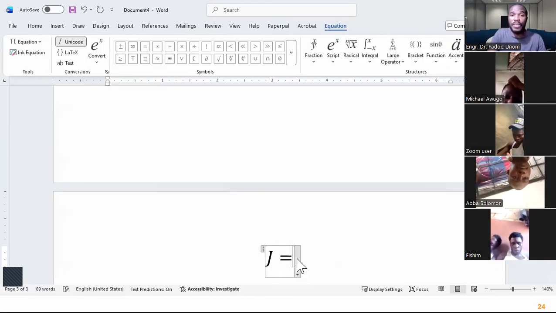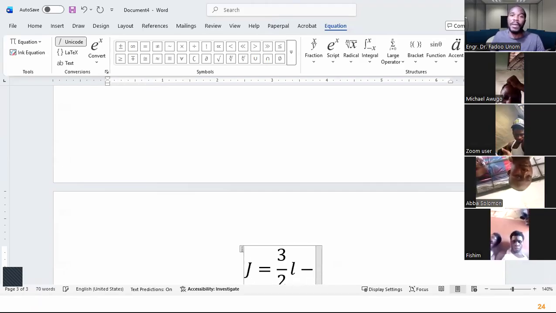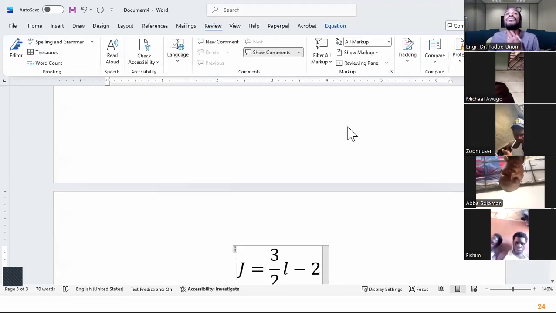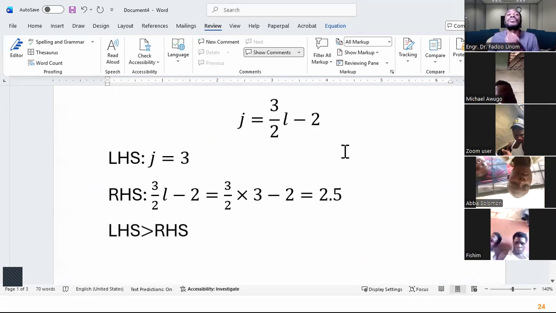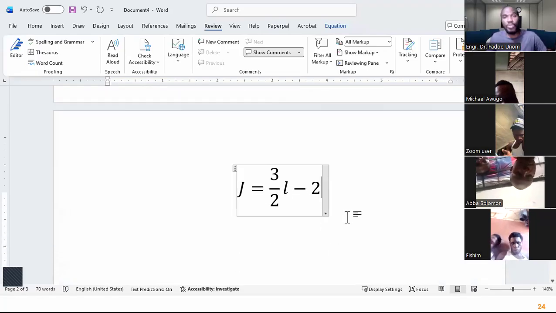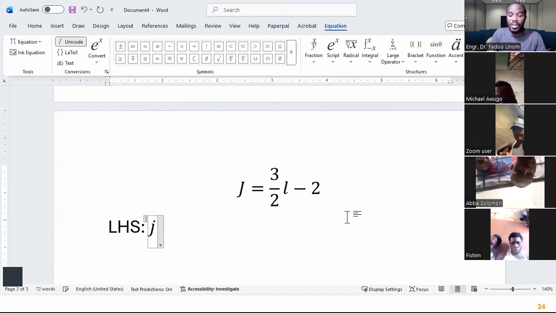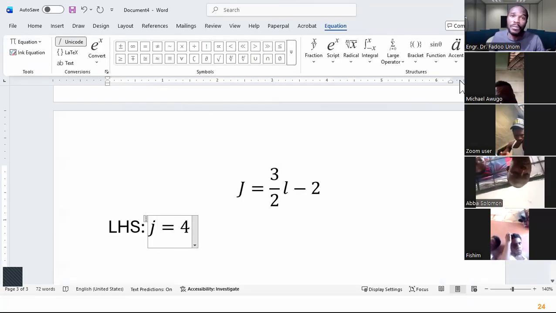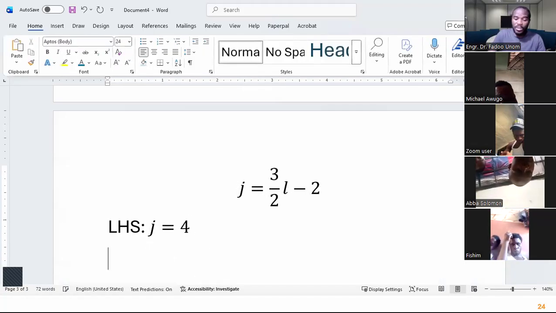equation, which says J equals 3 over 2L minus what? Minus 2. Is it minus 2 or minus 4? It's minus 2, right? And so for the first arrangement, all these values L, J, and P are 4. So we can say here at the left-hand side, which is J, the value is 4. Okay, that's a small j. I always forget that. And then let's see what the right-hand side gives us.